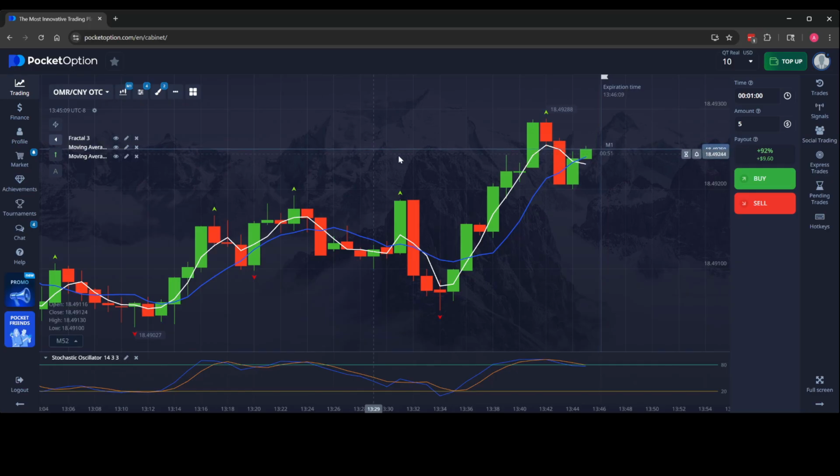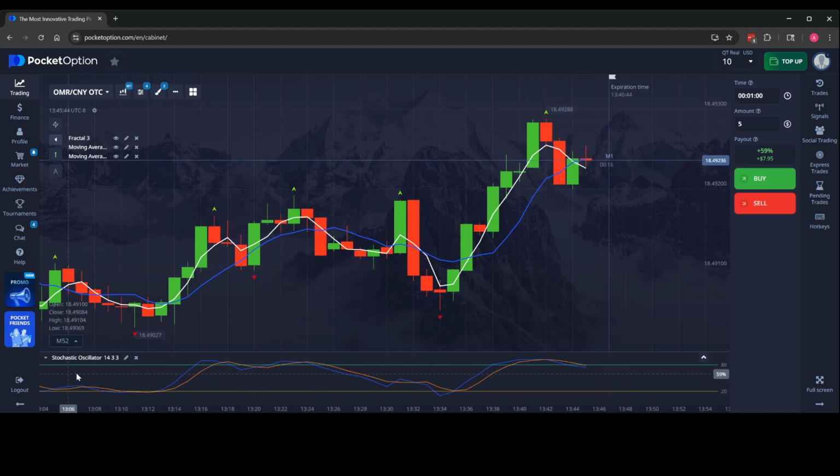And so the way we'll use this is, if we want to enter a sell trade, we want to see a fractal printed green. And then we want the white line to cross down over the blue one, right? And then as soon as that's confirmed, we're not going to enter on the first candle. We want the candle to close to confirm the crossover, and then we will enter the trade right at the beginning of the next candle.